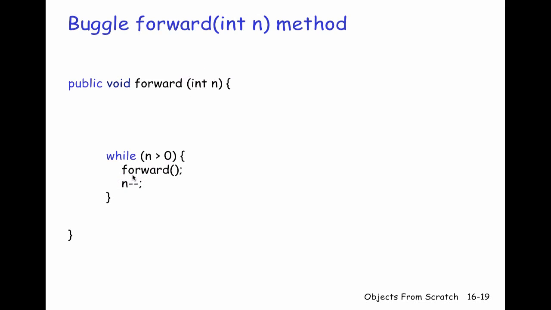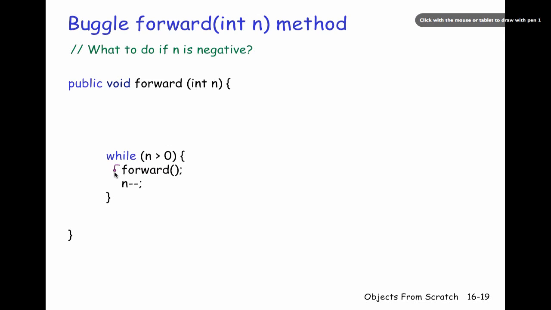That almost works, except if we want to handle negative numbers n. For instance, suppose we said we wanted to go forward -3 units. Well, that would be problematic because then n would never be greater than 0, and we would end up going through this loop here an infinite number of times. So that would be incorrect.